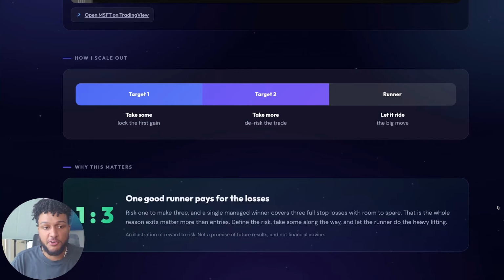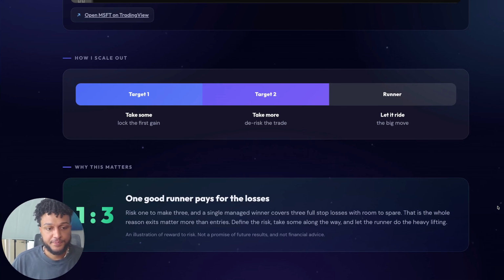So again, just wrapping everything up here. How I scale out: take some off at the first take profit, target number 1, low of day, next key level will be marked out. Target number 2, take more off, de-risk the trade. And the third step here, the runner, let it ride for the big move to whatever target you're looking for, just using the 90 EMA or using market structure, making lower highs and lower lows, or higher highs and higher lows in the uptrend.